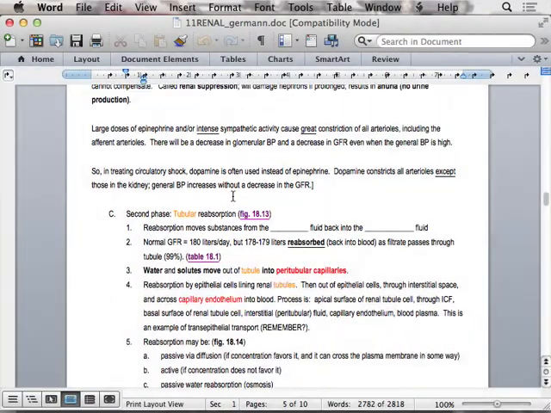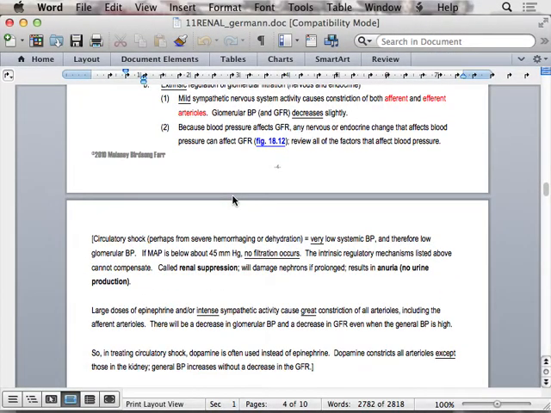Okay, so what we did in the lecture that I posted for you was really talk about this one, which is filtration, which is pressure driven. You guys remind me, filtration happens from where to where? Anatomical structures. From what anatomical structure into what anatomical structure? Glomerulus into glomerular capsule or Bowman's capsule, right? Okay, that's where filtration occurs.